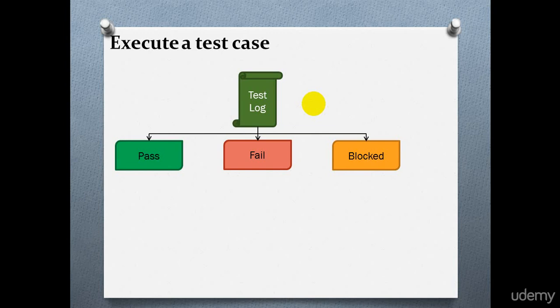However, if there is any discrepancy between the actual and the expected results, then the test case is said to have failed. The test log provides important information about the incident that caused the test case to fail. The test case is considered to be blocked if we cannot proceed to further steps due to a failed step.